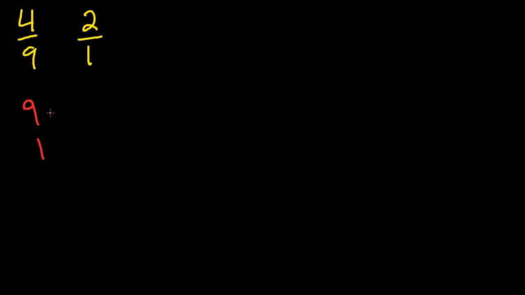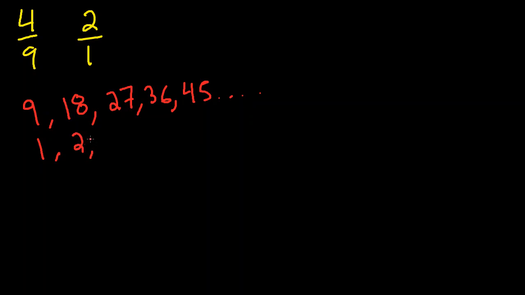So what are the multiples of 9? The multiples of 9 are 9, and then we add another 9 to get 18. If we add another 9, we get 27, and then 36, and then 45, and we can keep going. And we do the same thing for the other denominator. So what are the multiples of 1? Well, when we add 1 to 1, we get 2, and then when we add 1 to 2, we get 3, and so on and so forth. So right now I've made a list of the multiples of 9 and 1.